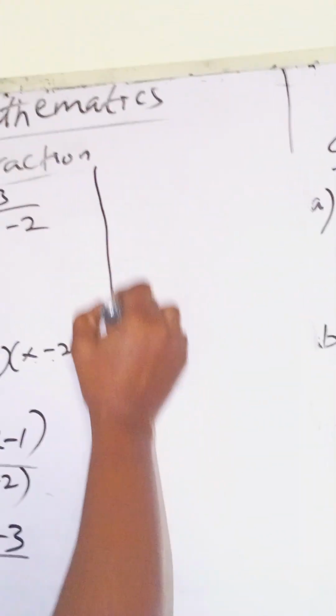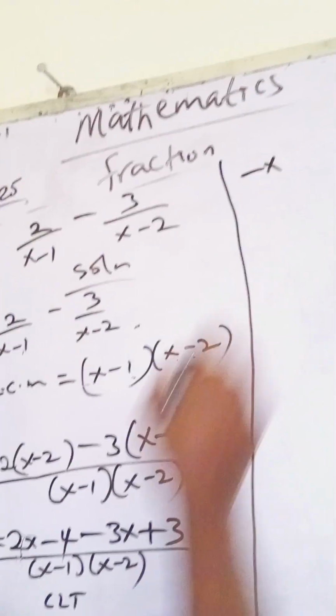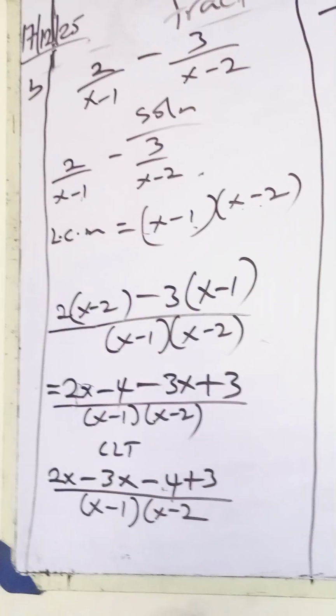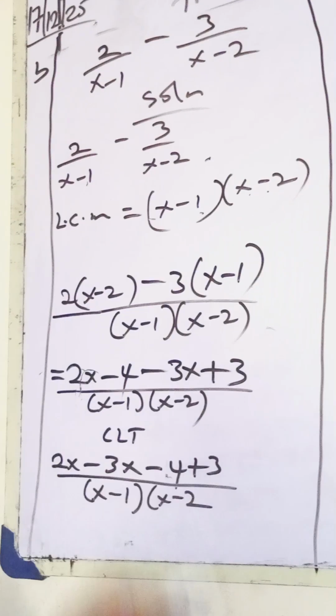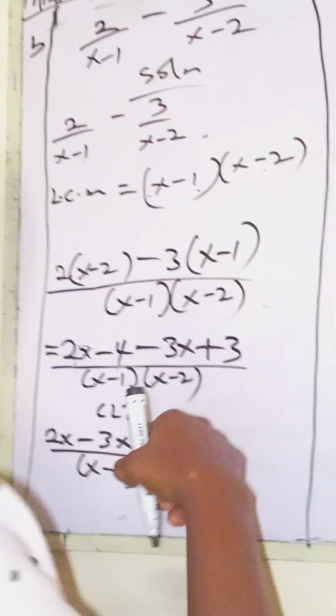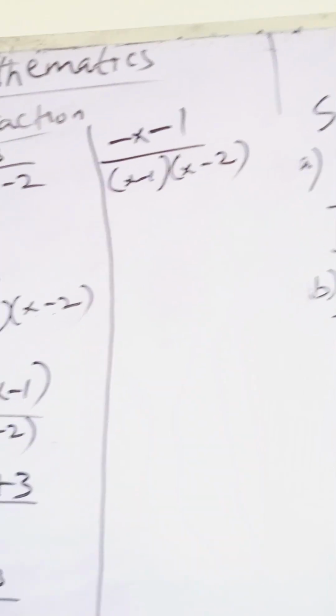So when we have done that, the next thing we are going to do here is this. We are going to work out 2x minus 3x, which will give us minus x, because 2 is less than 3. So when you subtract it, it gives you a minus sign. Then minus x. Then now minus plus will give us minus. We are applying the sign rule. So we are going to use that minus to subtract now. So 4 minus 3 will give us 1. Then we put down our minus sign and put 1. Then all over your LCM, x minus 1, x minus 2.